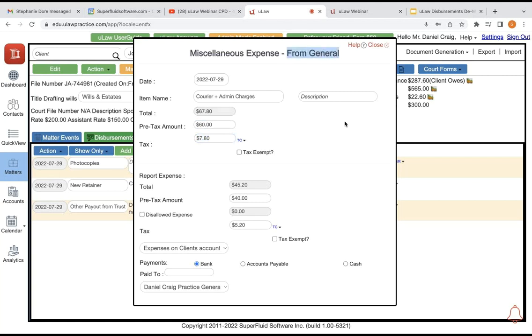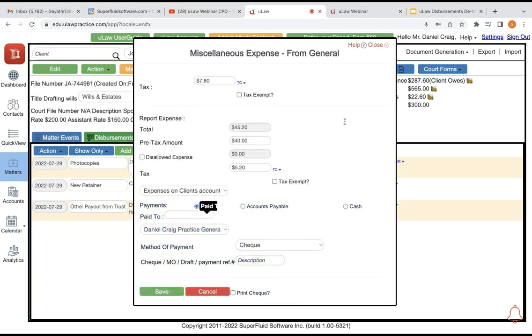Now, this is possible only from general because trust is all about actuals. However, this is not actual amount, right? You incurred actually $40, but you're charging your client 60 plus taxes. So this is the portion where there is a difference in amount that you're charging your client and the amount that you have incurred. The top portion, remember always, is the amount you're charging your client. And the bottom portion is what you've incurred and you're reporting it to your books of accounts, either from your general account or from your credit card account.